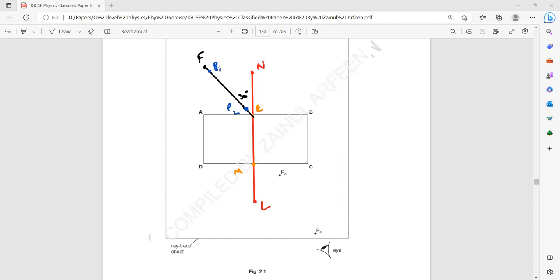If this length is, for example, shorter than 5, then extend the line, because they did not specify the length of this line. So you can extend this line. For example, if you try to locate the position and you don't get 5 centimeters, you can extend your line and then point F will be here. But the distance between the pins should be 5 centimeters.